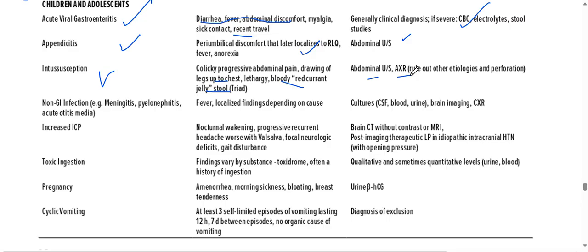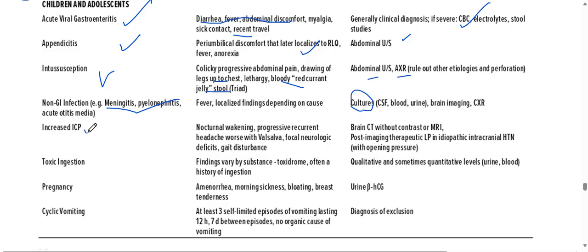Again, ultrasound is diagnostic, and abdominal X-ray to rule out other causes. Then non-GI infections including meningitis, pyelonephritis, kidney infection, brain infection, acute otitis media can be there, and we have to do the culture for whatever infection we are suspecting: the blood culture, the urine culture, or CSF culture, and brain imaging, X-ray as well.